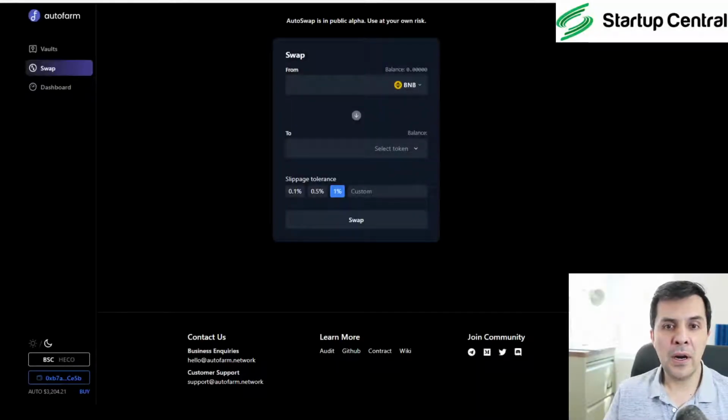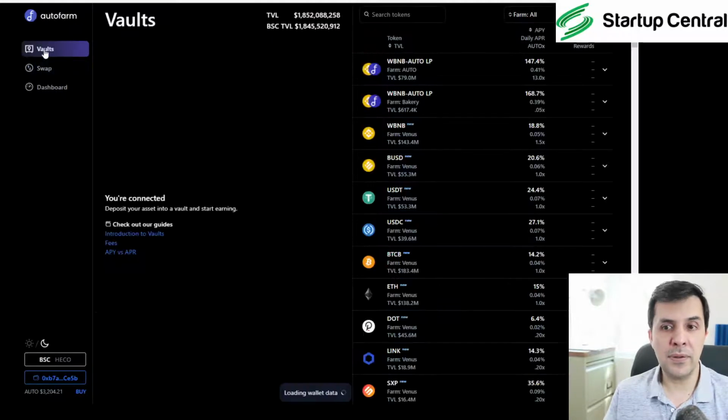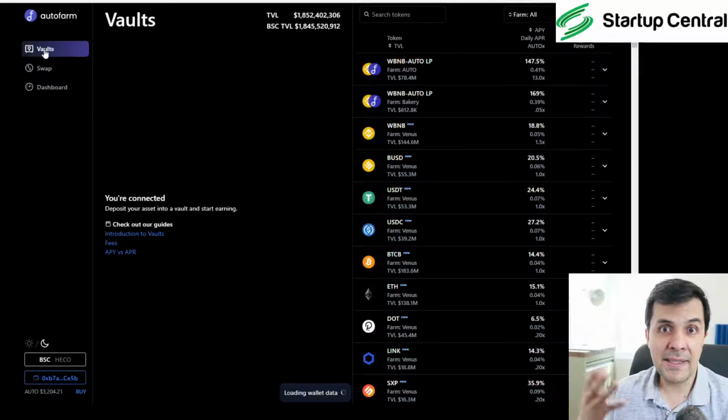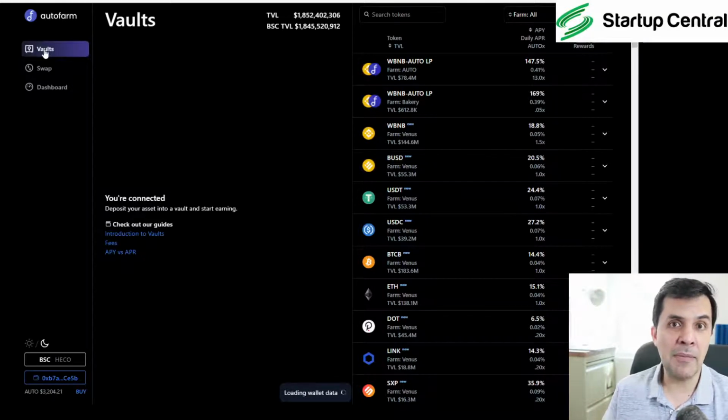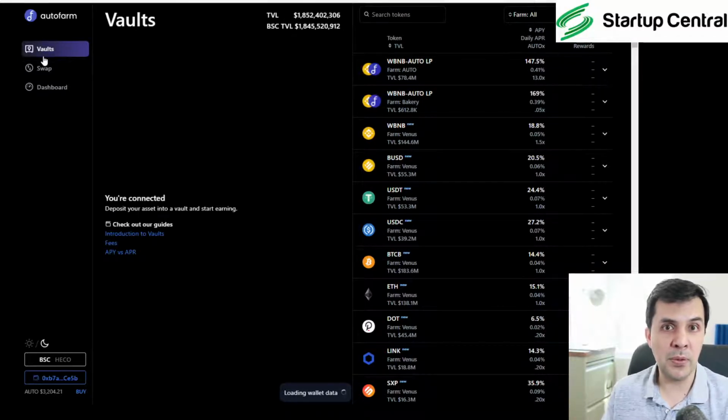Okay, so here we are in the Autofarm website, and it's composed of three different sections. This has been recently redesigned, so if you have been here before, you will notice a difference. In the leftmost part, you will see the three services that they provide. One is the vaults, where you can invest your crypto so they can auto-compound. The second one is swap.